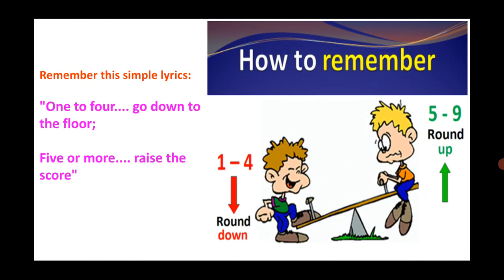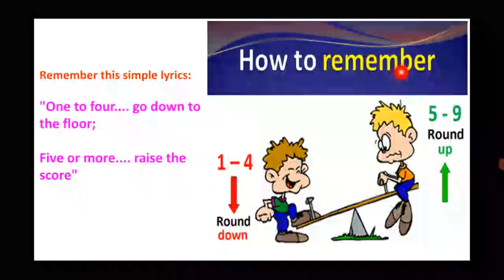Okay, see, we have one lyric to learn this rule. Okay, what it says: 1, 2, 3, 4, go down to the floor. 5 or more, raise the score. That means 1, 2, 3, 4, go down to the floor. 5 or more, raise the score.